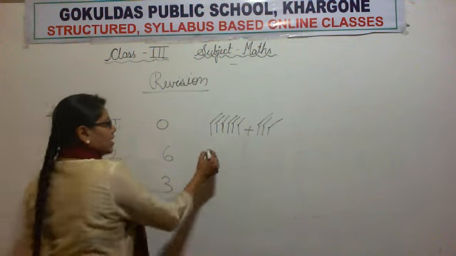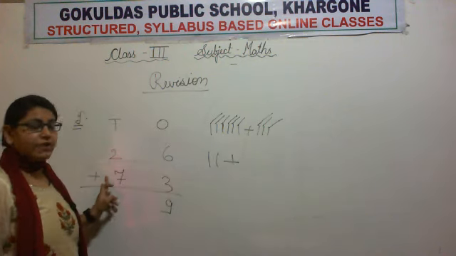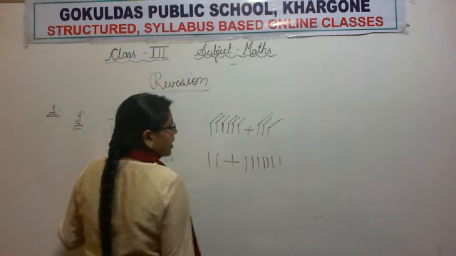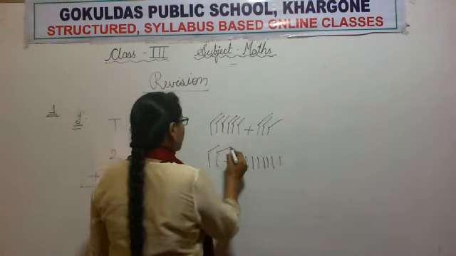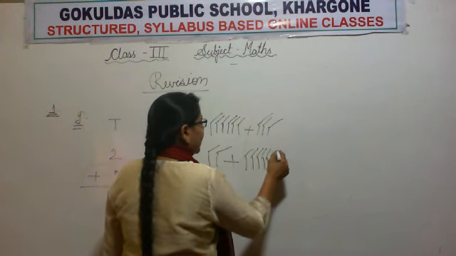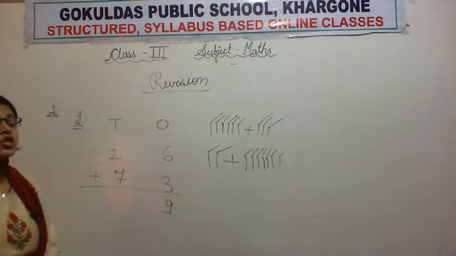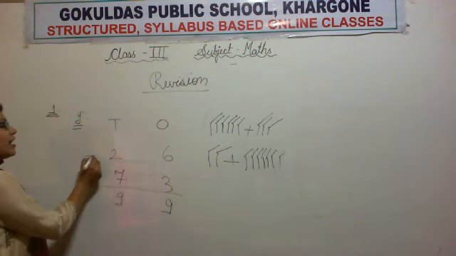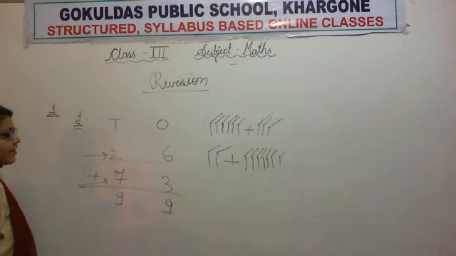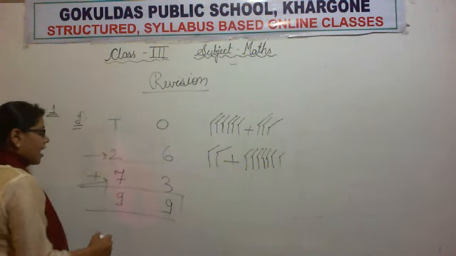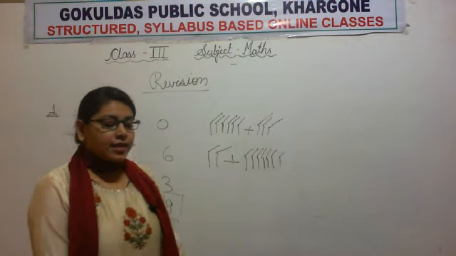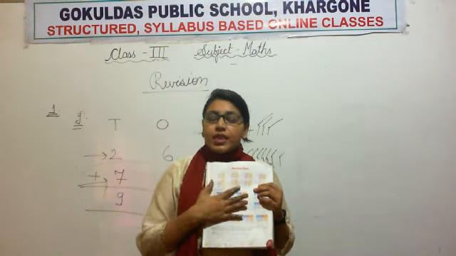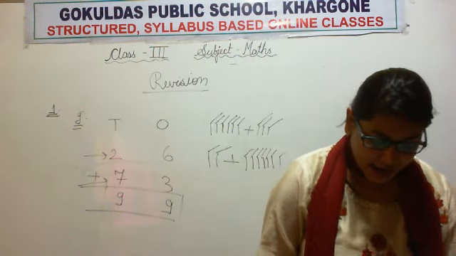2 and 7. First of all, we will draw 2 sticks. Then we will draw 7 sticks. Now let's count 1, 2, 3, 4, 5, 6, 7, 8 and 9. 9 sticks. So what does it mean? It means we will write the number 9. First addend is 26, second addend is 73 and the answer, sum or total, is 99. These revision questions will remain in the book itself.